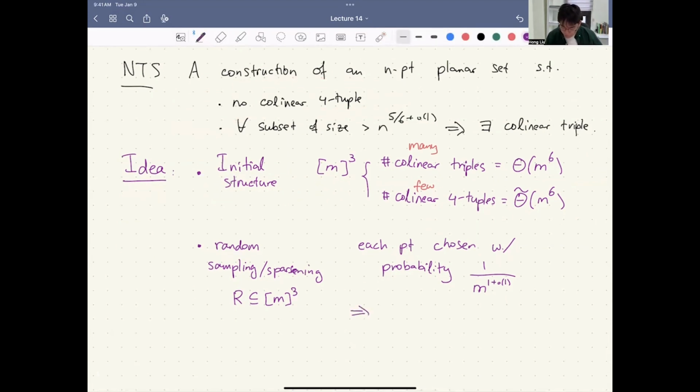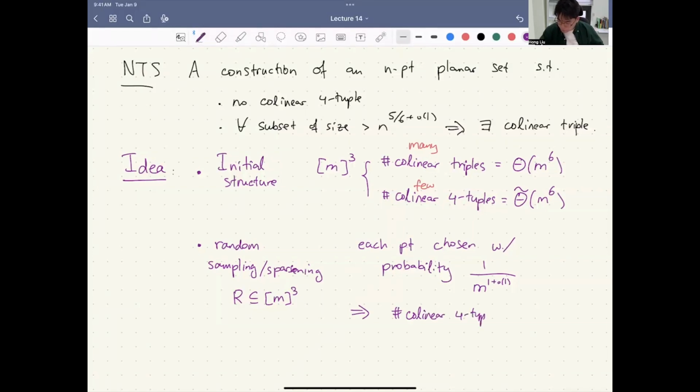Then you will have very few number of collinear 4 tuple, much less than the size of the random set R in expectation. Good. Wait, is it correct? Yes, right?